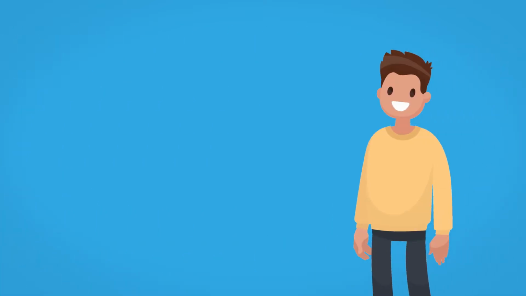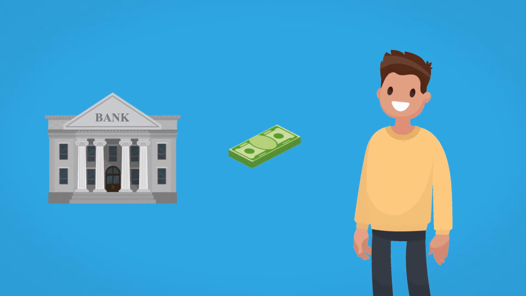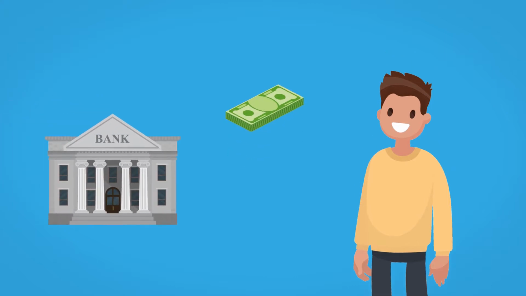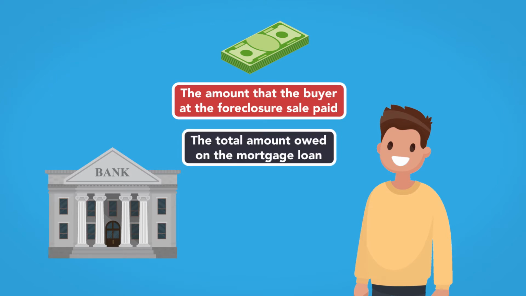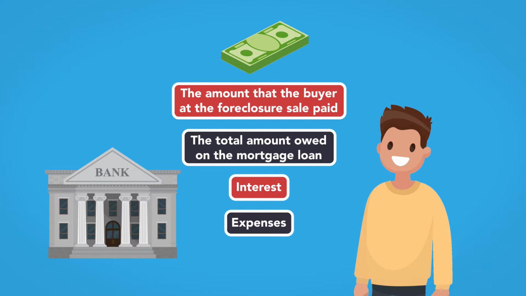When a right to redemption is granted, the borrower must pay the cost of getting the property back, which is the lesser of the amount that the buyer at the foreclosure sale paid for the home, and the total amount owed on the mortgage loan plus interest and expenses.